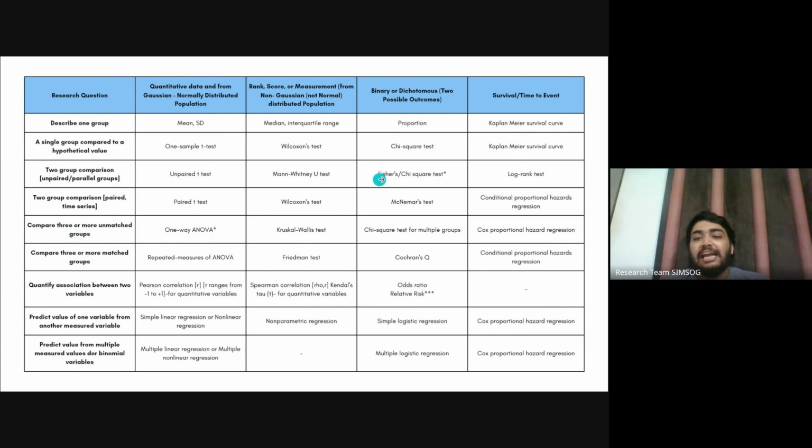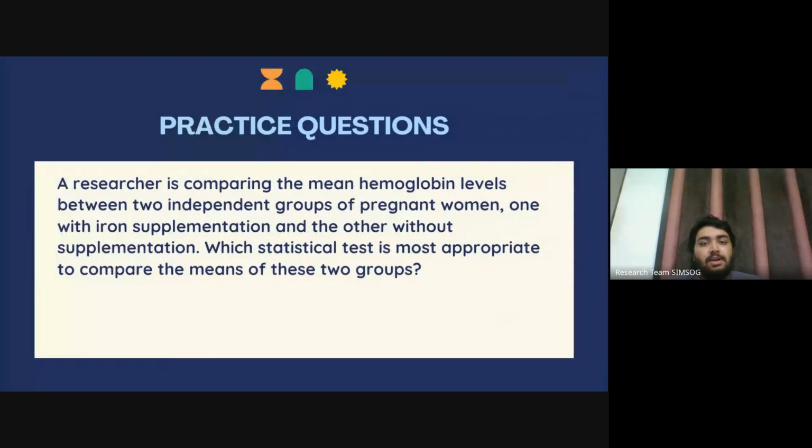Here, Fisher's versus chi-square, you all know, I told you: smaller sample size is Fisher's and greater is chi-square. And about odds ratio and relative risk, you definitely know more than me because of the previous sessions: odds ratio is case control, whereas relative risk is cohort. Okay, now coming to the practice questions.